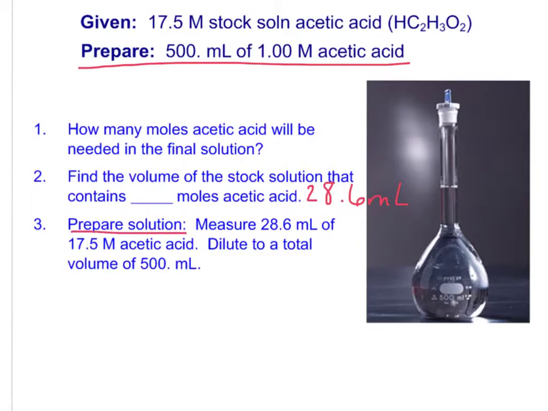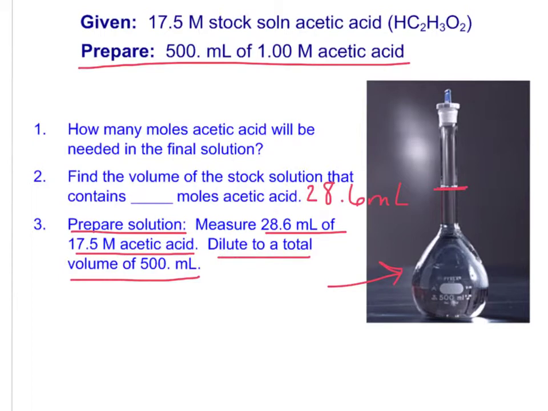Here's how we prepare it. We're going to measure the 28.6 milliliters of the 17.5 molar acetic acid. Then we're going to dilute to our final volume of 500 milliliters. And that's what we use this little graduated flask for. It has a mark on it right here that indicates exactly 500 milliliters.